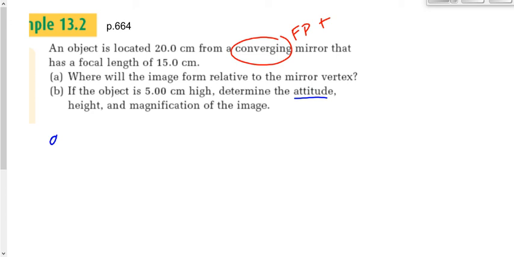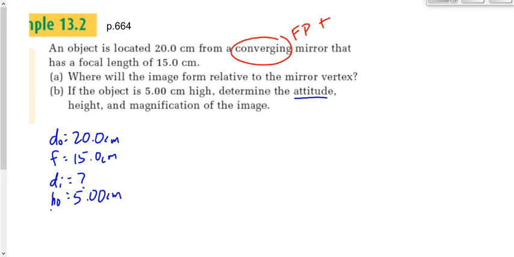We're going to say DO is 20 centimeters here. We're going to say the focal length is 15 centimeters here. DO is always positive. F is positive here because the mirror is converging. We want to find DI, where the image is going to be formed. We know the object height is 5 centimeters. We want to find the image height, and we want to find the magnification. So we've got three unknowns. We're going to use both equations.